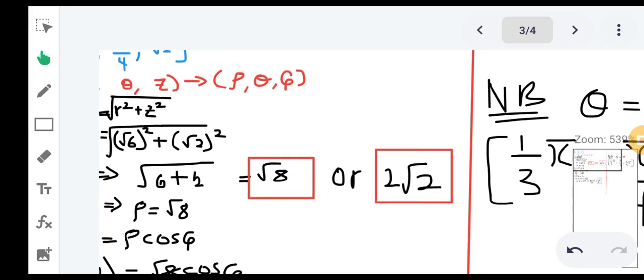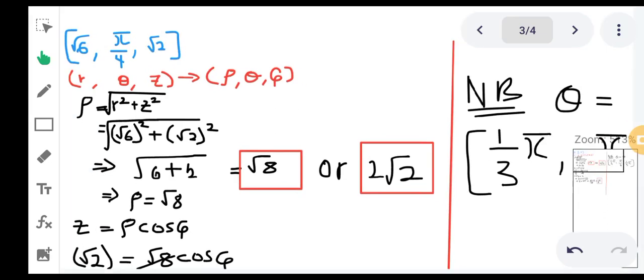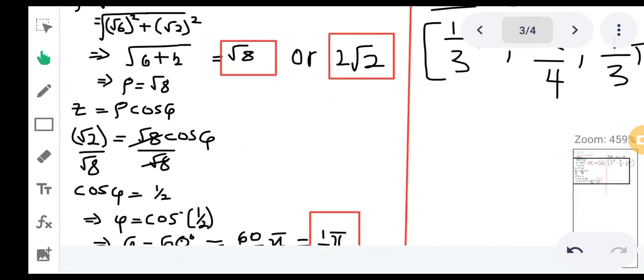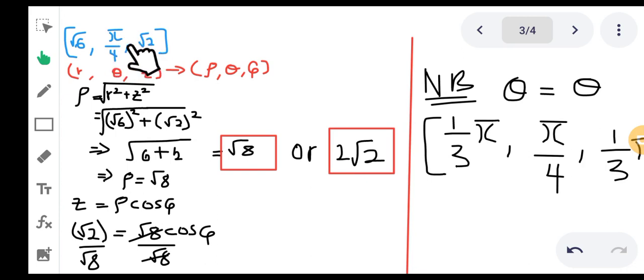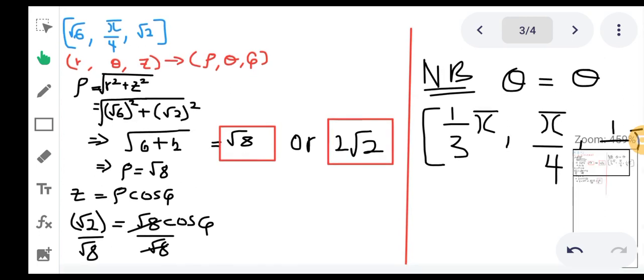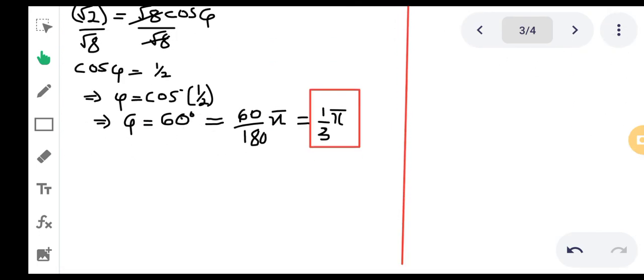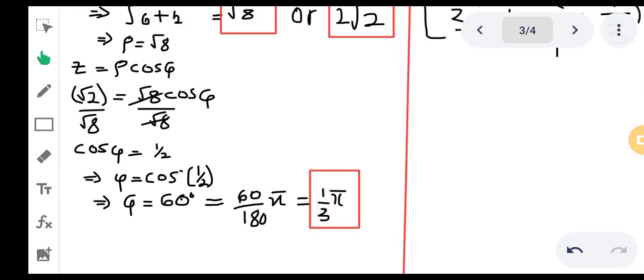Then we know that for theta it will be the same, and for the z it is root 2. But when you find phi, we are going to get 1/3. The reason why I didn't leave it in 60 degrees is that the angle here wasn't in degrees, it was in radians. So you need to convert the 60 to radians, and by doing so, just divide by 180, then multiply by pi. So we are going to get 1 over 3 pi. So you've gotten your phi.